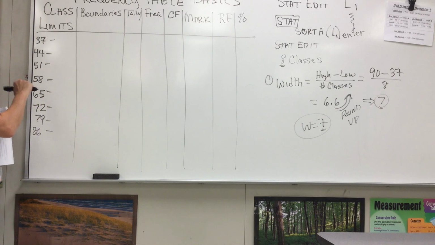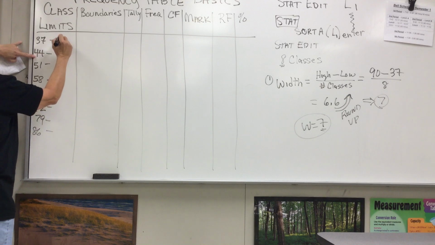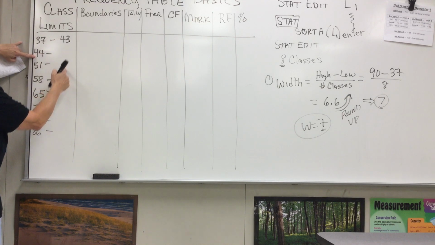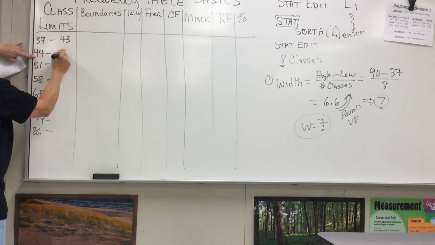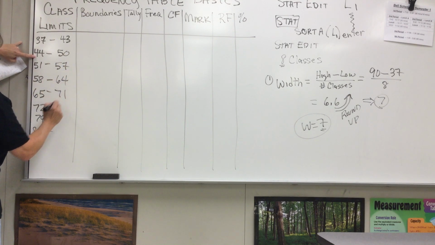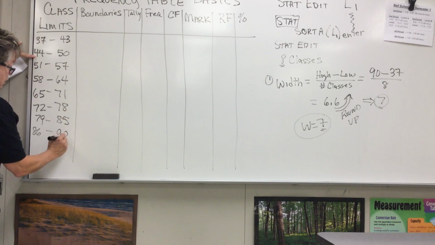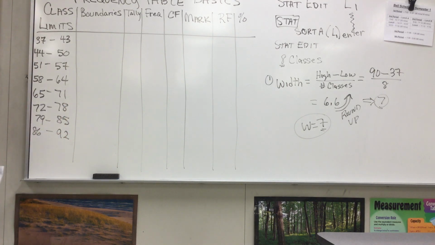To start the first upper class limit, you're going to go one smaller than the next class. So if this is 44, this will be 43. And again, you're going to add 7 right down this side. So 50, 57, 64, 71, 78, 85, and finally 92. Those are called class limits.